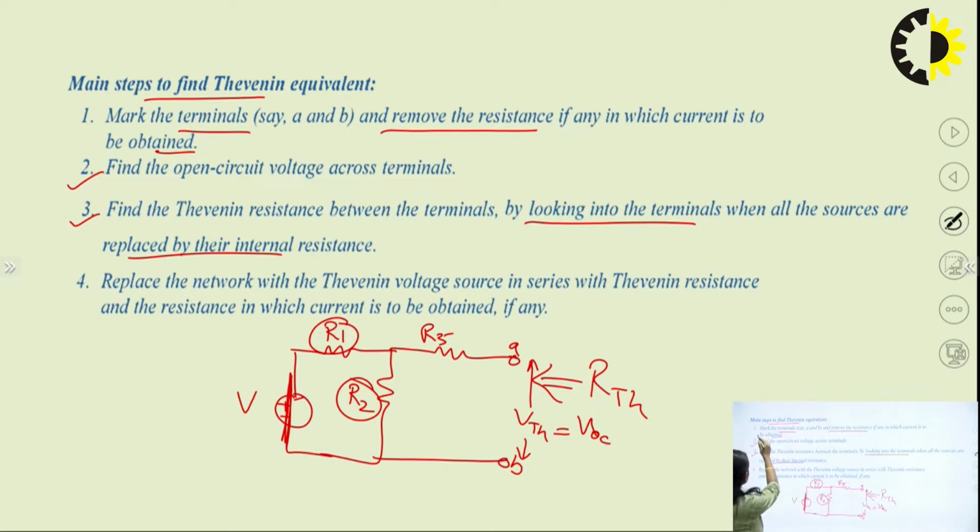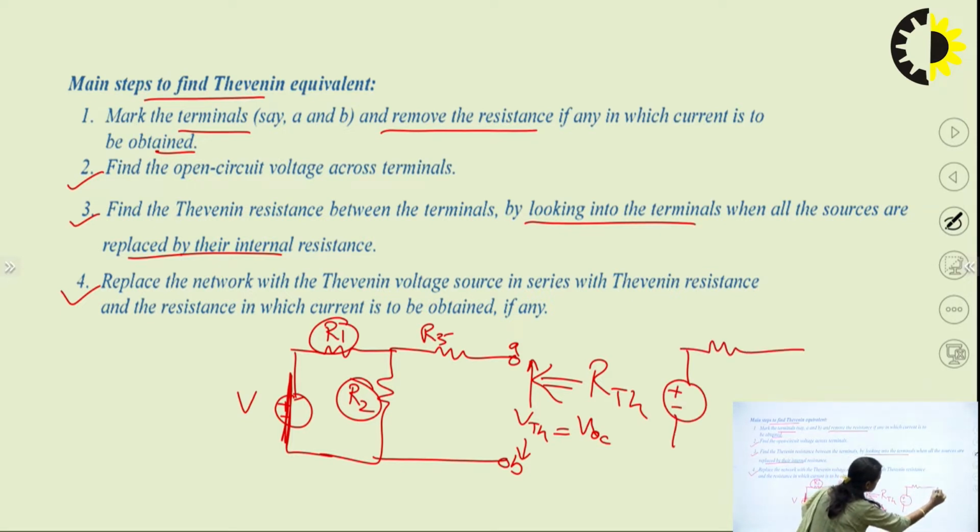So up to step 3, you have found the VTH and you have found the RTH. The last step is to replace the network. Now you will replace this network with an equivalent Thevenin circuit. So what will be the equivalent Thevenin circuit? Here you will make one voltage source and one resistance. This will be the VTH and this will be RTH, right? And after this you can combine the load resistance RL here. So now this circuit is in a very simplified form.